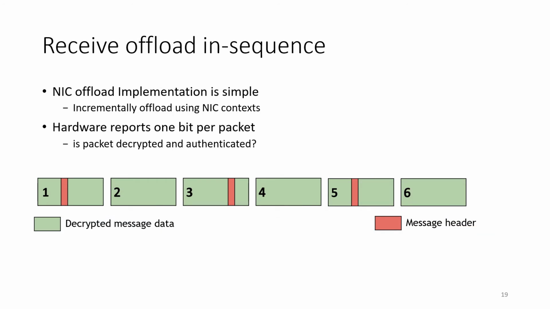We now present how offload works on receive. Similarly to the transmit side, the offload of in-sequence packets is straightforward. We incrementally decrypt data within each packet as it arrives, replacing the data of the original packet with decrypted data. It's worth mentioning that hardware reports 1 bit per packet that indicates whether all data within a packet is decrypted and authenticated successfully.